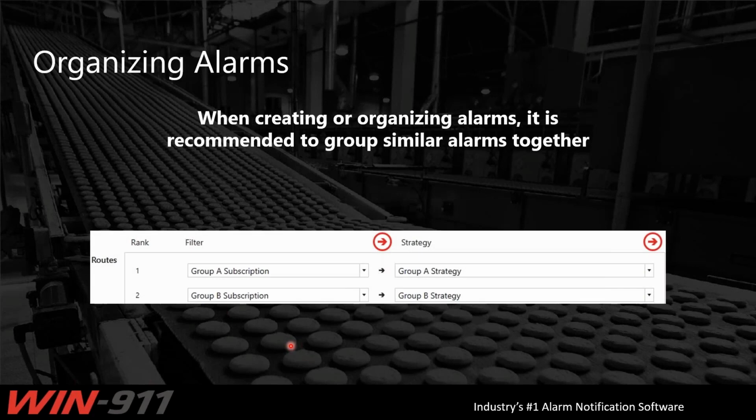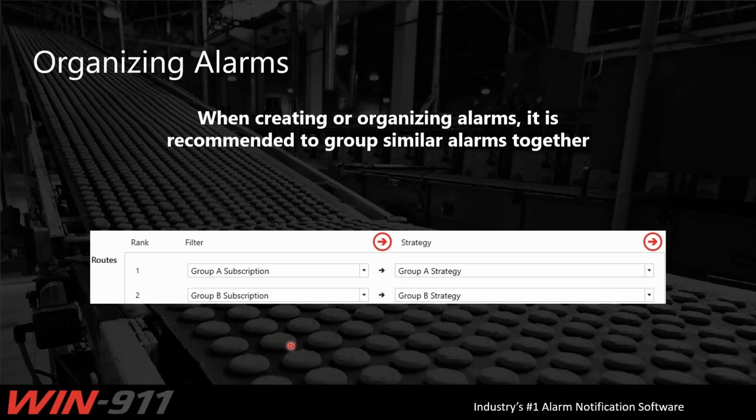And this is an example of how you can create those filters to call on a strategy to call different groups of people. Because in the Win911 world, an alarm triggers a strategy, which is really like the policy. What do you want to do with it when it's acknowledged? Do you want to re-notify? And which call out group do you want to call on?